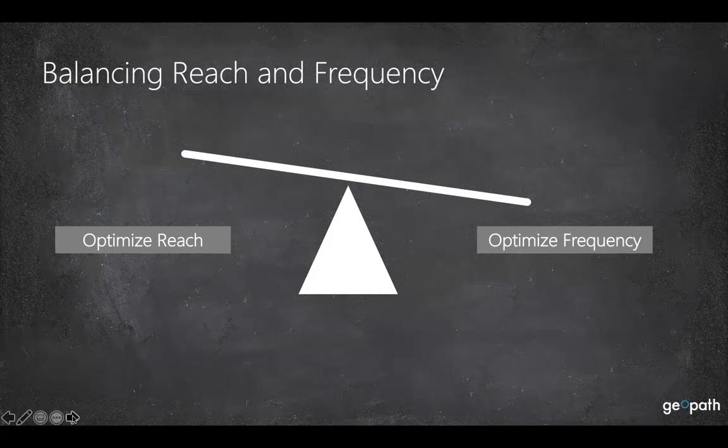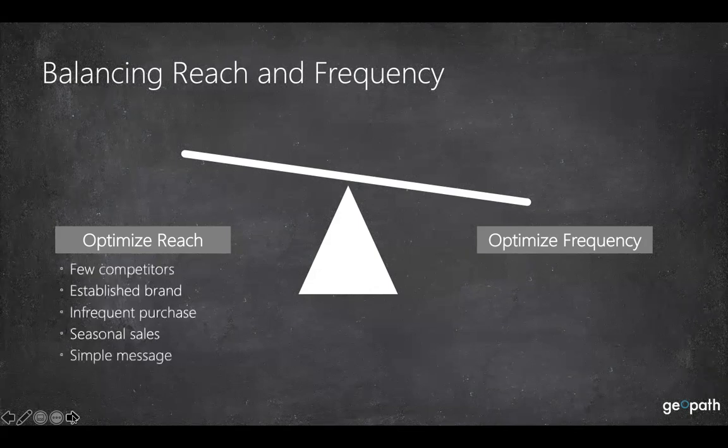For example, we might want to optimize on reach if it's a brand with few competitors, if they're established, if it's something that's a pretty infrequent purchase, or it's very seasonal maybe. Coca-Cola would be a good example. Of course they have competitors, but they're a very global presence. They're a very big brand, very well established, have a lot of constant business. And it's a good way for them to stay top of mind if they were to optimize on reach.